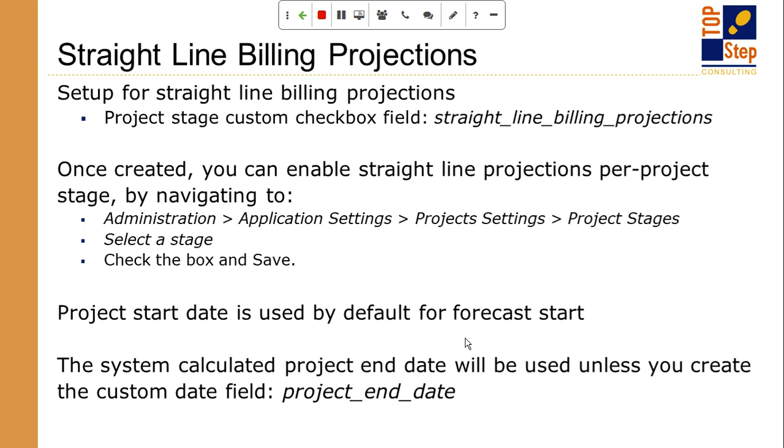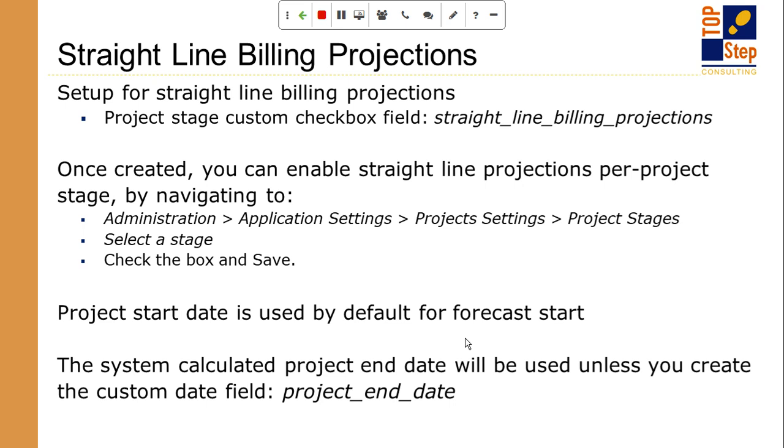Okay. With the Straightline billing, you have to give it a start and an end date for it to be able to spread the time frame. So the start date on the project is by default the start date that's used in this feature. And the end date is something that you can either let the system compute, or you can actually set up another custom date field called project end date, exactly like this on the project, and set a date in there.